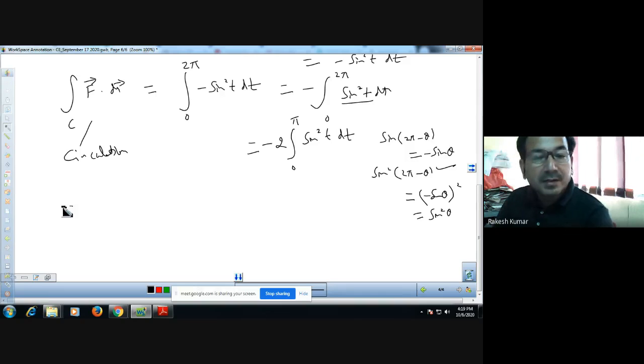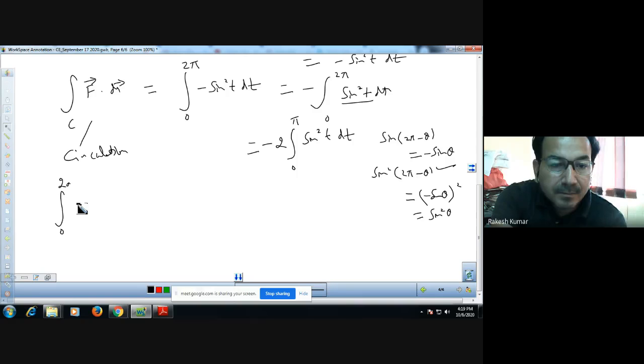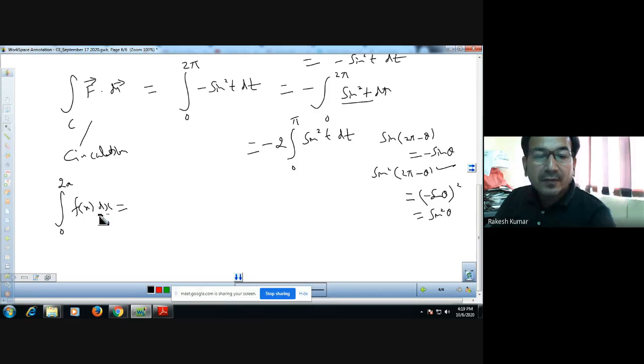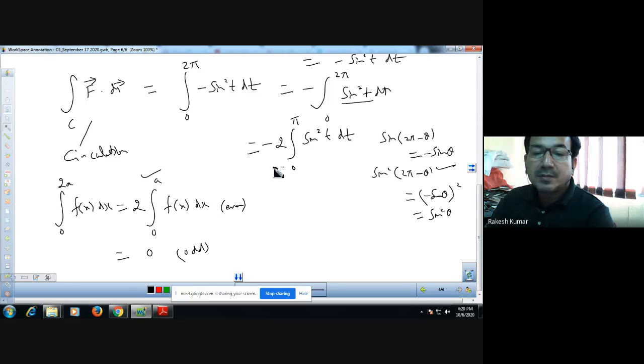The statement of the property was that the integral from 0 to 2a of f of x dx can be written as follows. If f of x is an even function, it will be multiplied by 2 and we take half of the upper limit. So half of the upper limit is a, so 2 times the integral from 0 to a of f of x dx, if f(x) is even. But if f(x) is odd, it will have zero value. I am using this property because f of t, that is sine square t, is an even function in the interval. So that is why you can do like that.